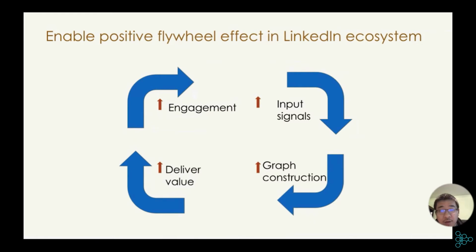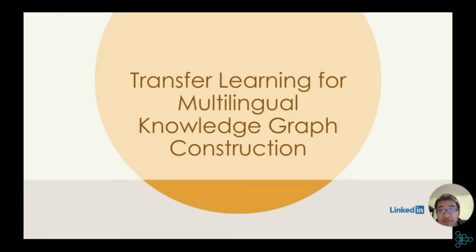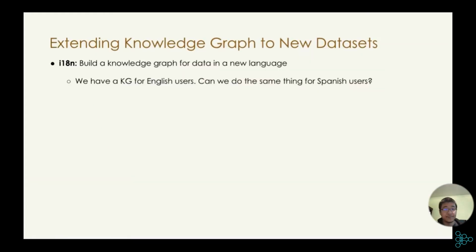Okay, so with this quick overview of the LinkedIn knowledge graph, I'm now going to go to the 3 technical challenges I just mentioned in the beginning. The first one is the transfer learning for multilingual knowledge graph construction. So the problem is, let's say we already built a knowledge graph for English users. Can we build a graph for the Spanish users?